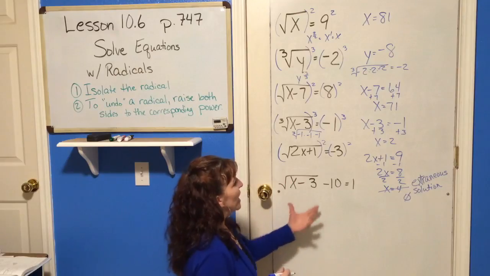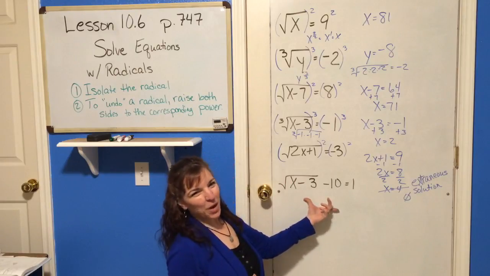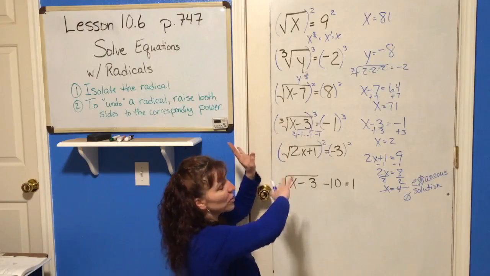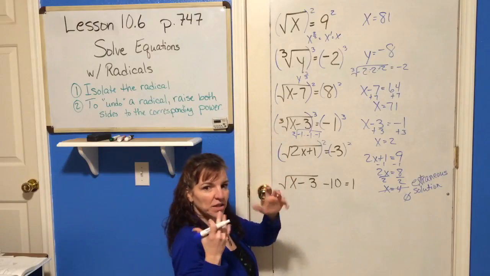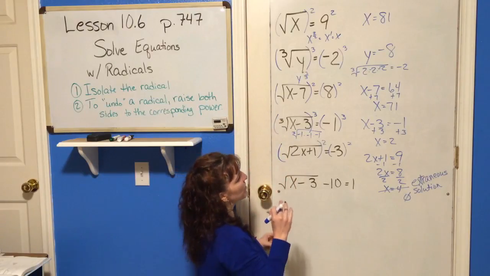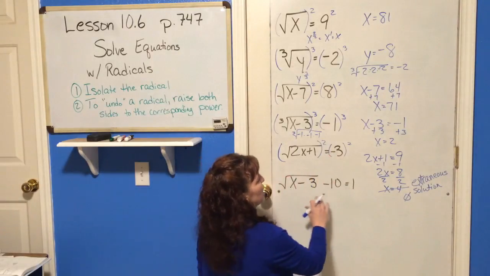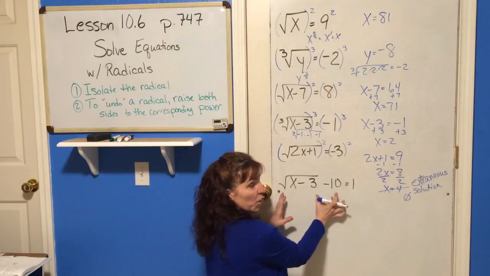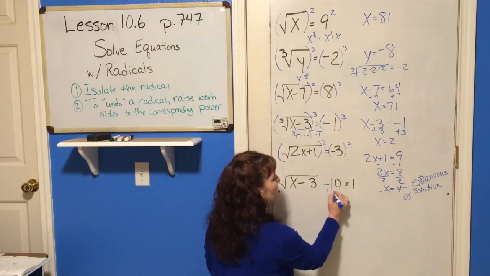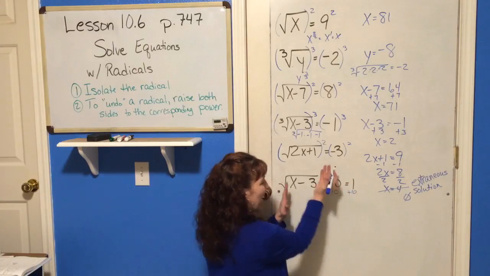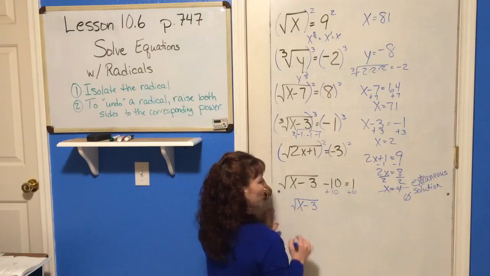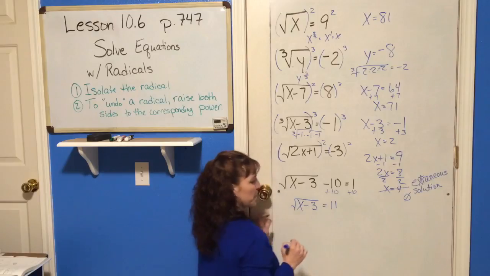All right. Finally, we get to one where we need to use step 1, isolate the radical. All of those others, the radical was already isolated, just to get you in the mode of we've got to square both sides. So now you can't square both sides because this is not part of the square root. So you're going to first add the 10 to both sides to isolate the radical. So now you've got the square root of x minus 3 equal to 11.